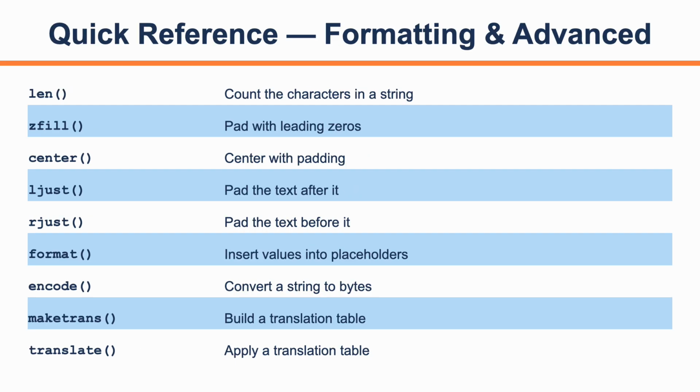This table summarizes the formatting and advanced methods covered earlier in this course, including padding, encoding, and translation. Together they round out the full set of string methods in Python.